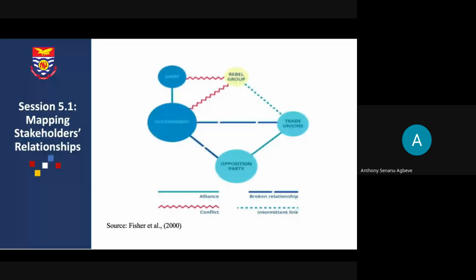So this is a visual representation of the mapping stakeholders relationship, right? Over here we have the government, the army, rebel group, trade unions, and opposition party. You see that between trade unions and opposition party, there's an alliance. The alliance is a very straight line.